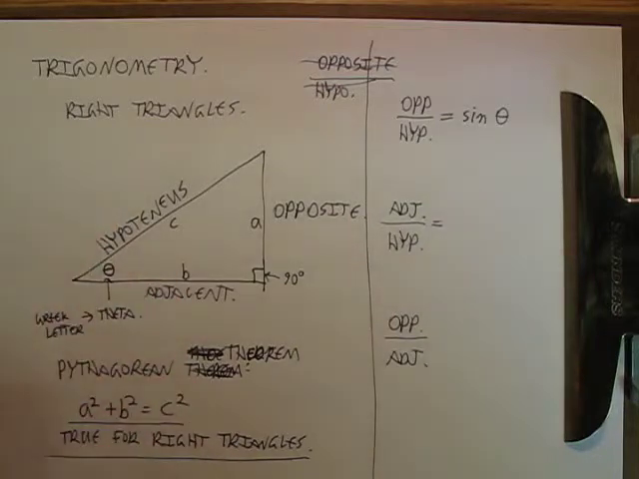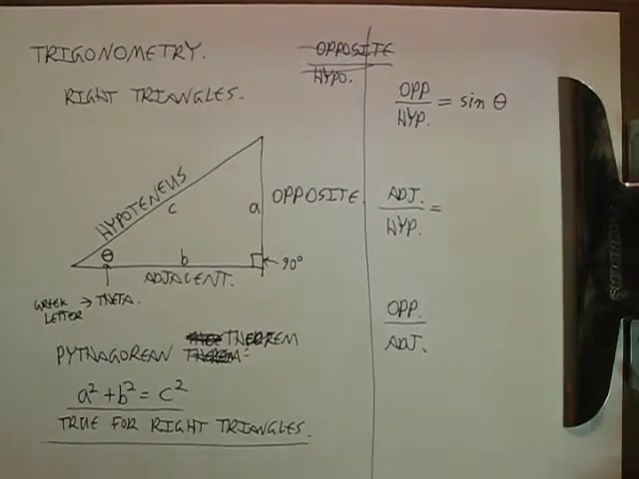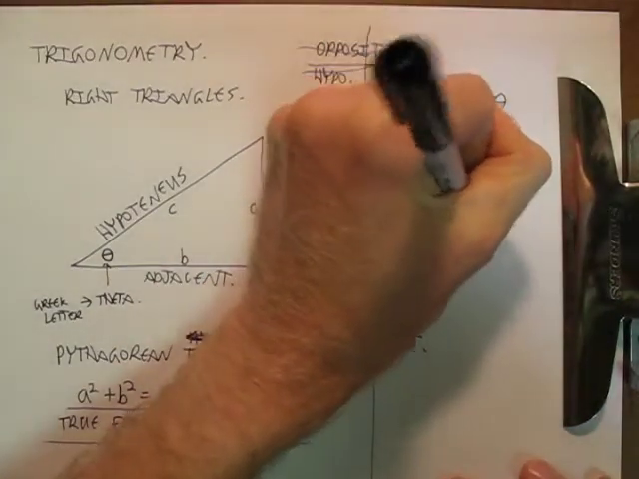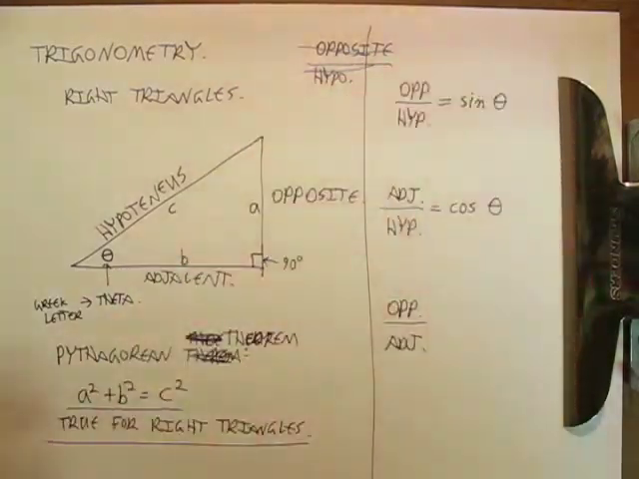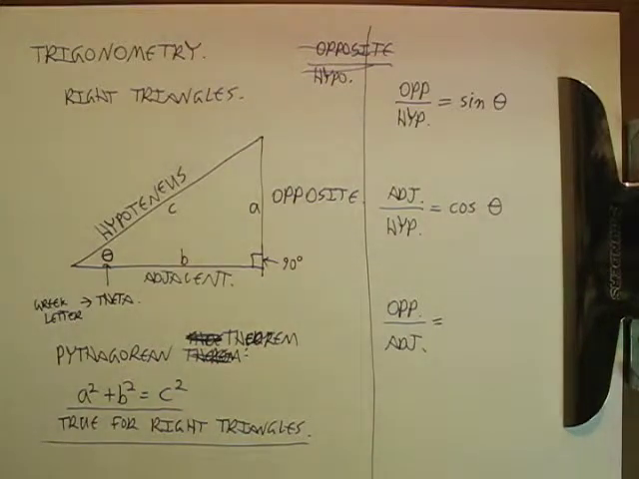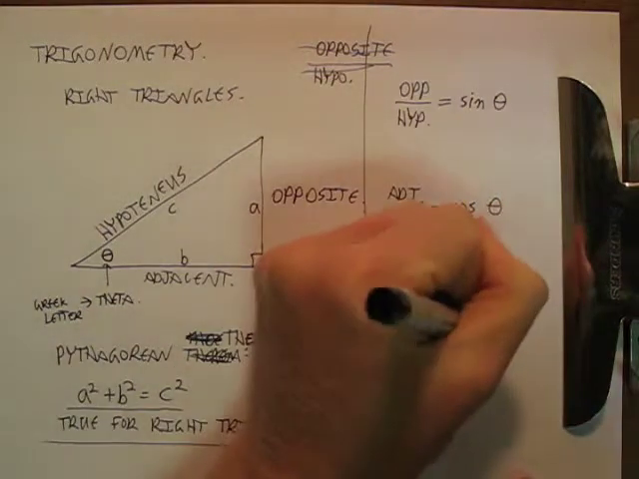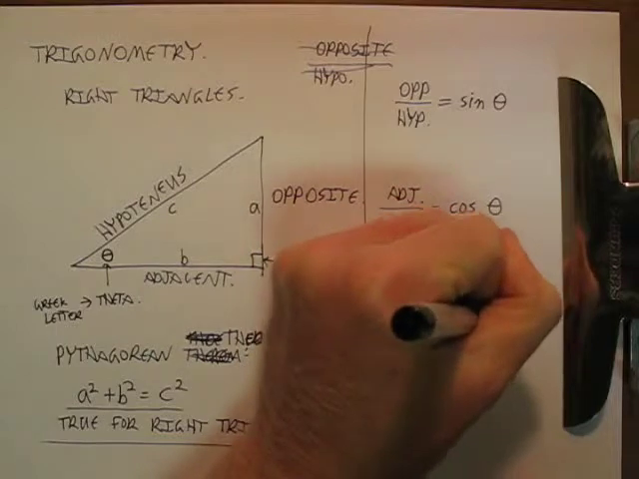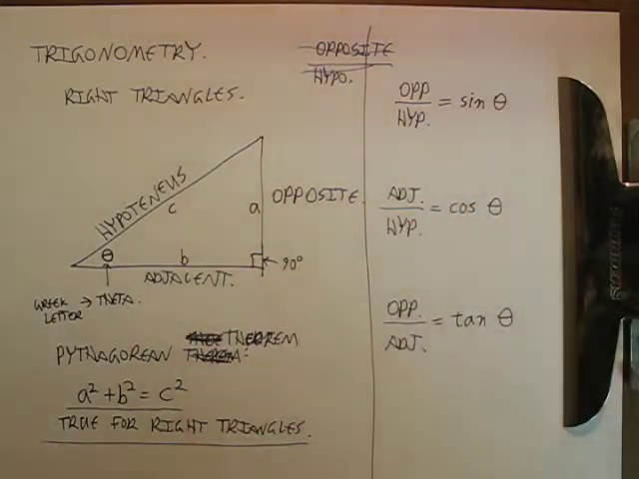The adjacent over hypotenuse, can you guess what we're going to call that one? I bet you've seen it already. We're going to call that cosine theta. And then last but not least, I bet you can figure out what the next one is. Opposite over adjacent, that is going to be tangent theta.